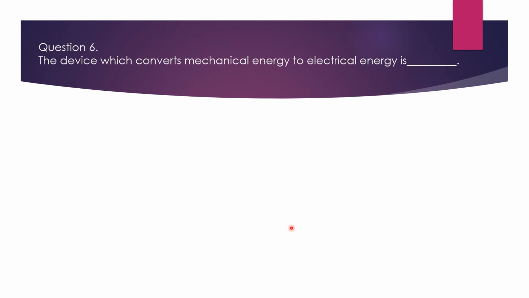Question 6. The device which converts mechanical energy to electrical energy is. Now again see, the devices' names are given as motor, generator, thermocouple and battery. Know that a battery has no mechanical part in it. A thermocouple again is a static device. It has no mechanical part in it, no motion. These are the two things, motor and generator.